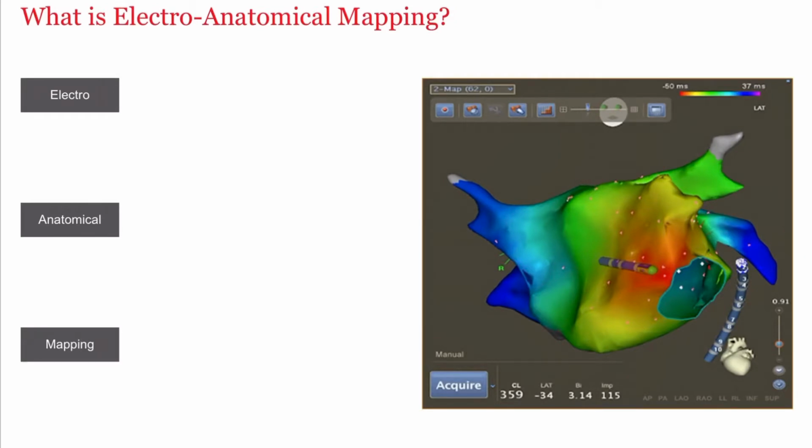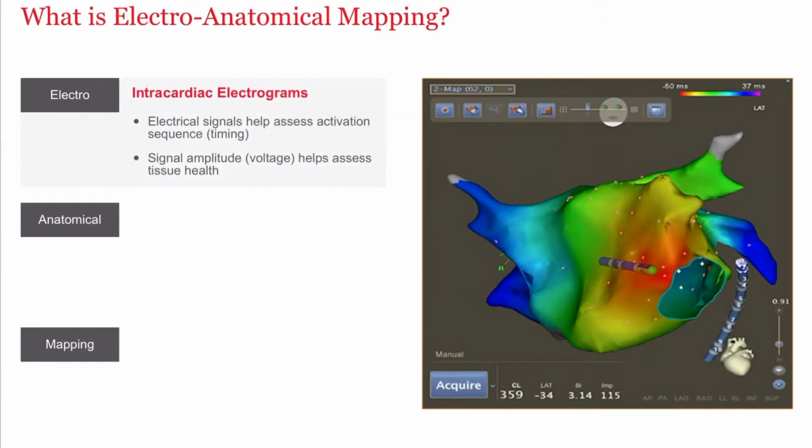Let's break down what electroanatomical mapping means. First, electro refers to the electrical data the system collects from intracardiac electrograms. The electrical signals help assess activation sequence, or when signals reach localized areas of the heart. And signal amplitude or voltage data helps assess the health of the tissue.